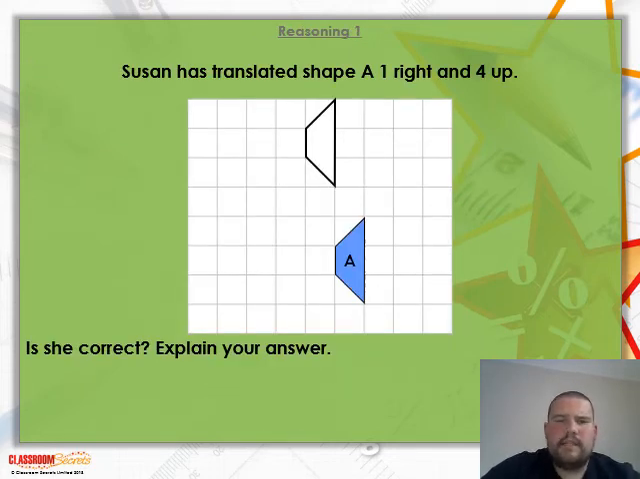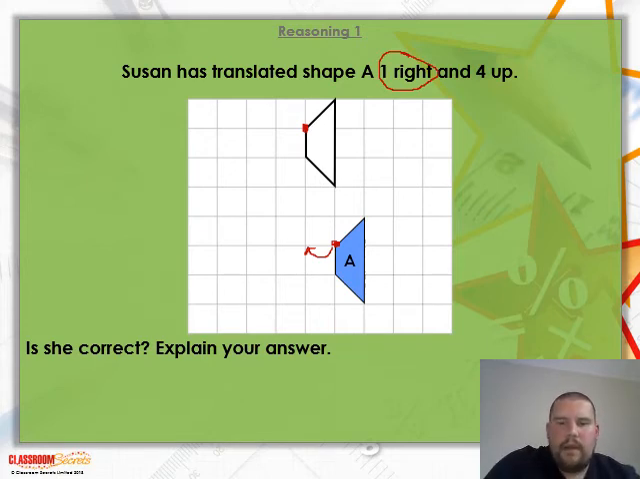Okay, on to some reasoning questions. Susan has translated shape A 1 right and 4 up. Is she correct? Okay, I'm going to take this point here, as you can see, and the same point, I might as well highlight it, is over here. We need to get from there to there. So automatically I know we need to go 1 left. Oh, hold on. It says Susan's translated 1 right. So we know automatically that she's incorrect because we actually need to move 1 to the left.